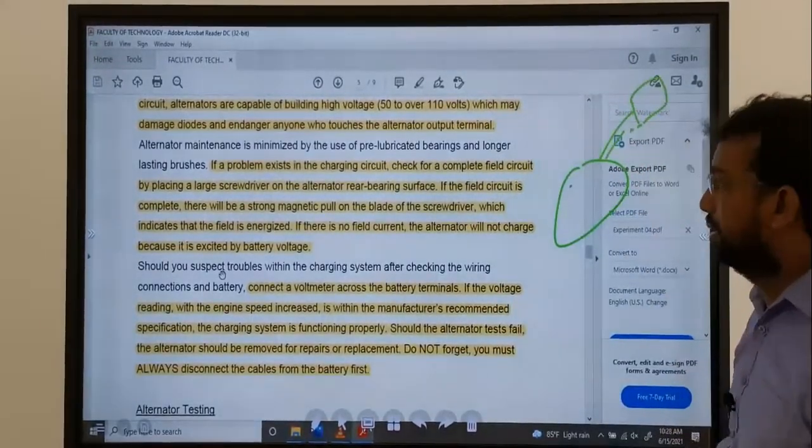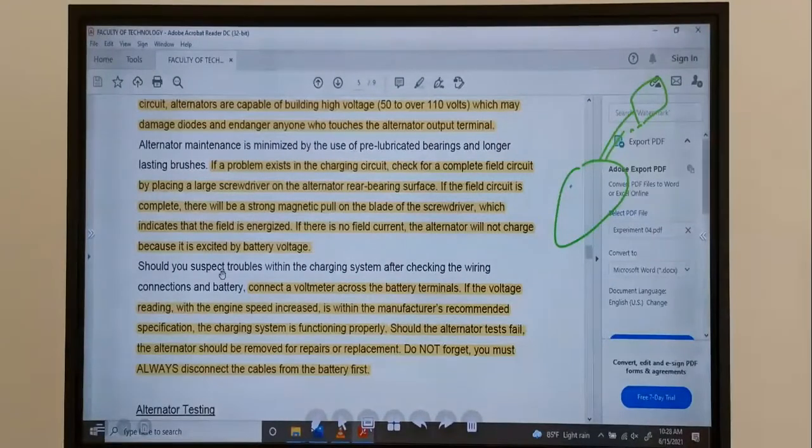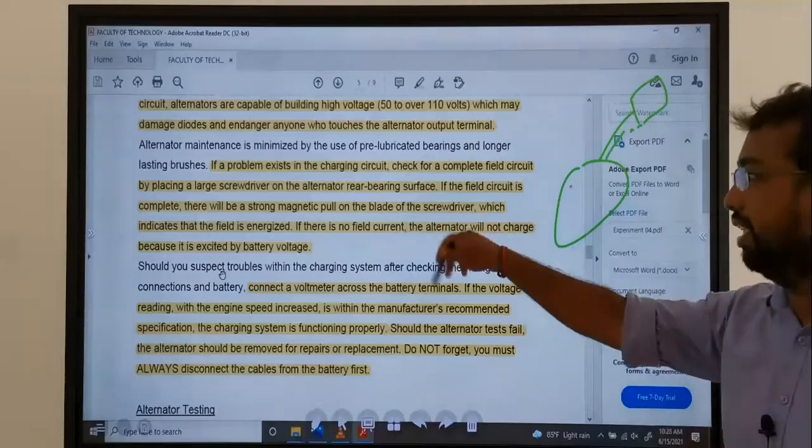What will happen? We can observe the field current. If the field current is complete, that means the rotor is working. Then current is induced in the stator windings. There is a strong magnetic force that pulls the screwdriver. When you touch, you can feel the difference, whether this alternator is working or not. So that indicates the field is energized.